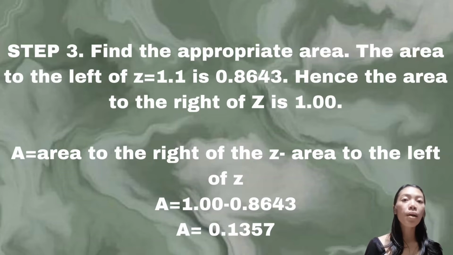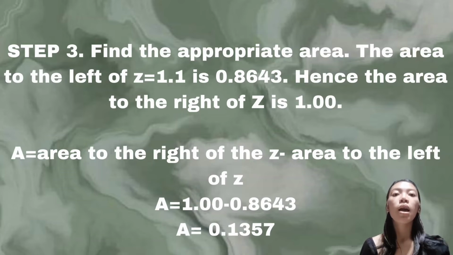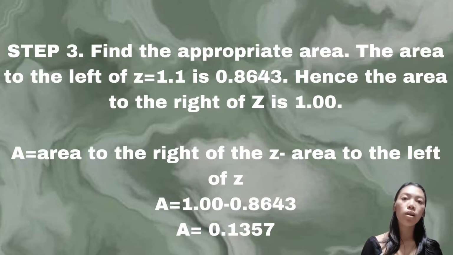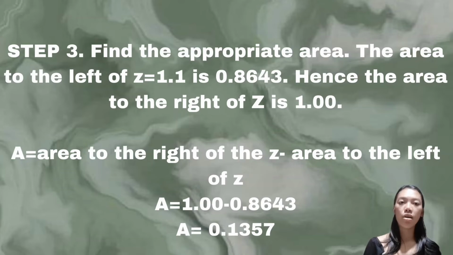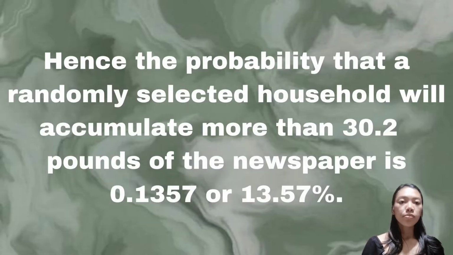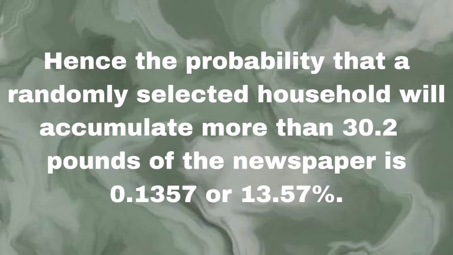Hence, the area to the right of z equals 1.1 is 1.00 minus 0.8643 equals 0.1357. Again, class, we need to use the table to identify the area. So, hence, the probability that a randomly selected household will accumulate more than 30.2 pounds of newspaper is 0.1357 or 13.57%. So that would be all, class.